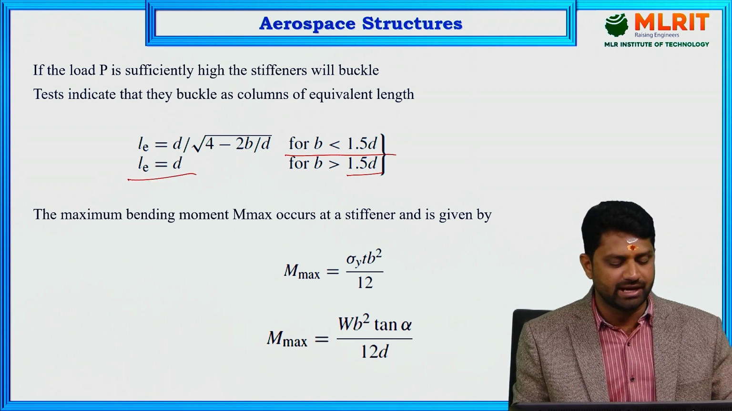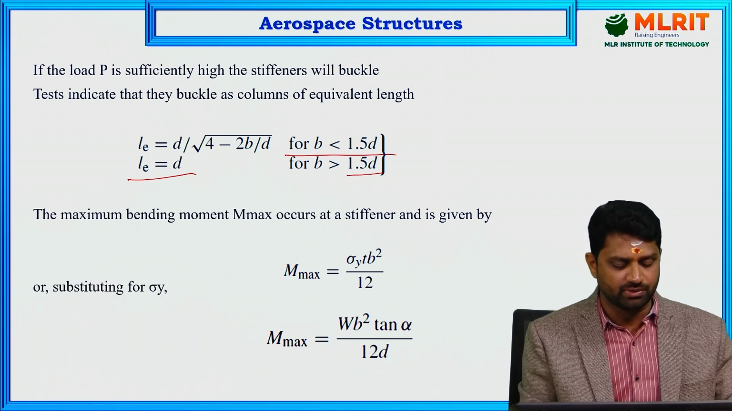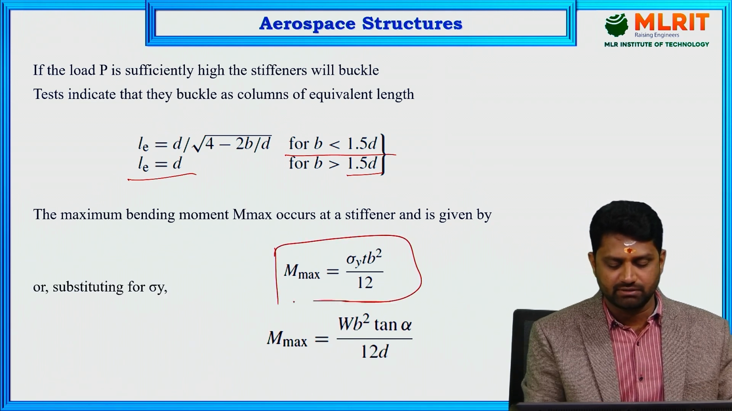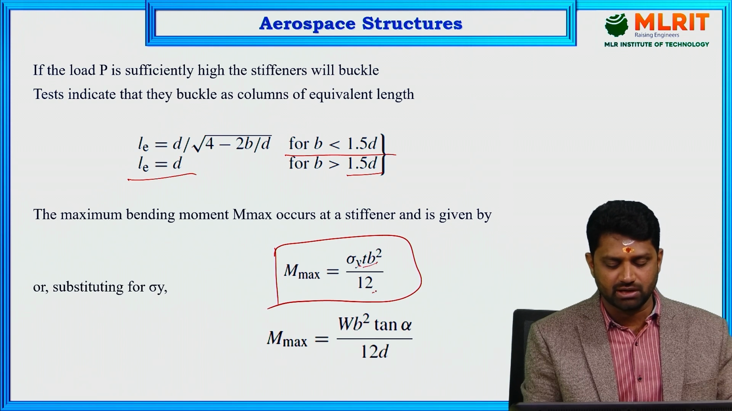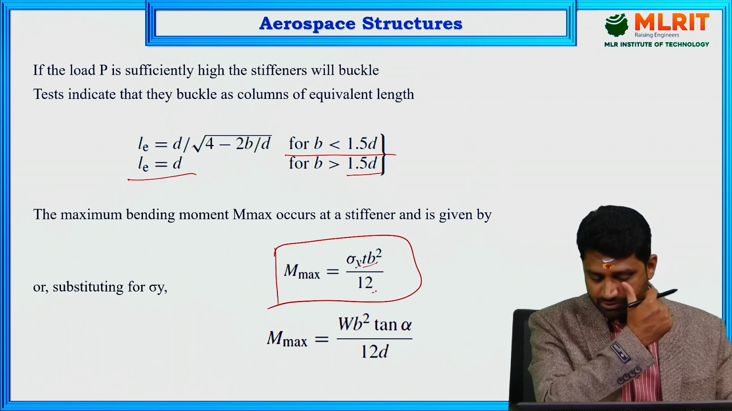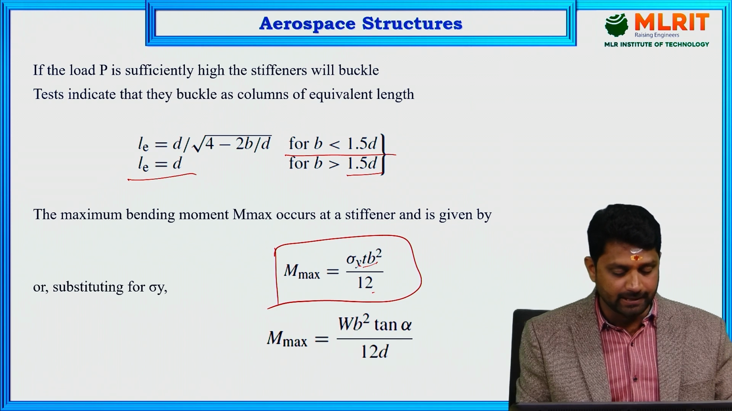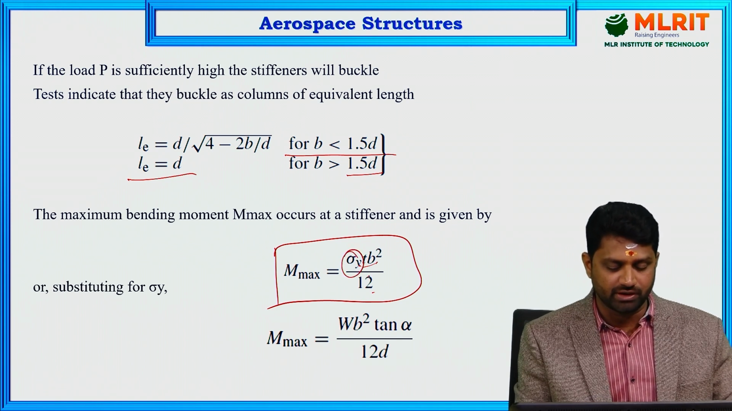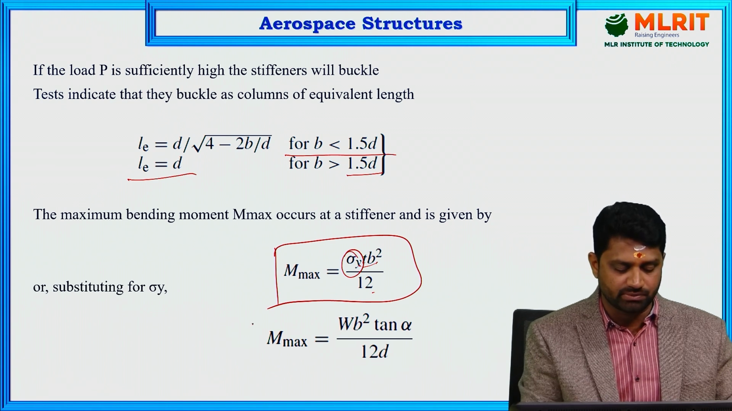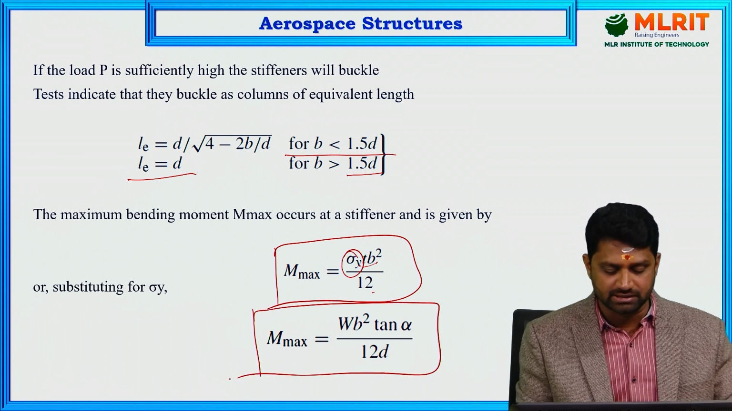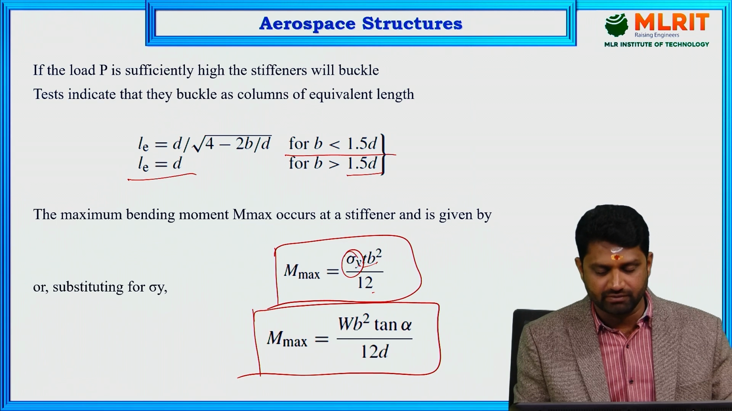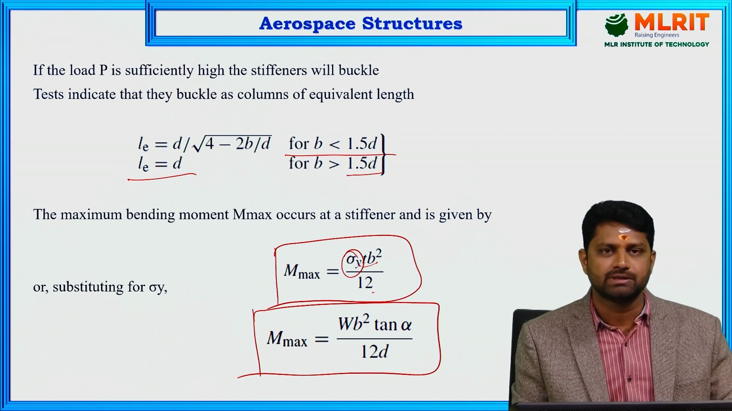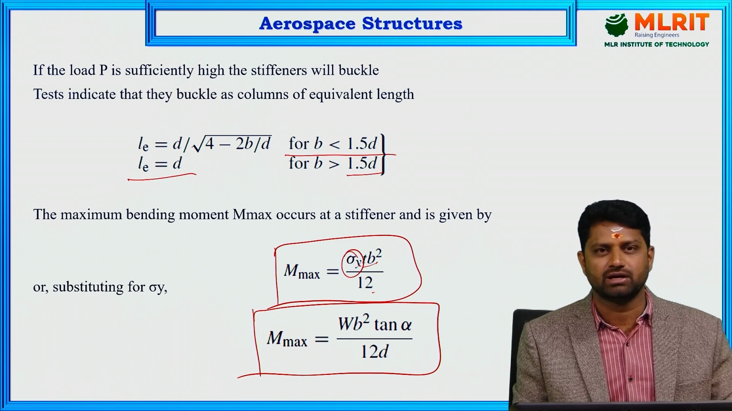And the maximum bending moment occurs at a stiffener, and is given by M max equals sigma y into T B square by 12. It is like BD cube by 12 that you can substitute for the cantilever beam, in which sigma y again you can substitute the formula we got from the previous slide, and then the maximum bending moment we have got from here is WB square into tan alpha divided by 12 D.